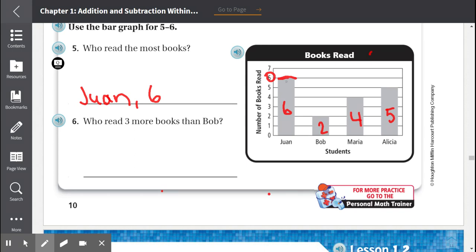Now let's look at number 6. Who read 3 more books than Bob? So we circled and underlined what we found was important. So who read 3 more books than Bob? So let's find Bob on the bar graph. Bob is right here. Bob read 2 books. But we have to find out who read 3 more books than Bob. So we have 2, 3 more would be 1, 2, 3. So we have to find a person that read 3 more than Bob.